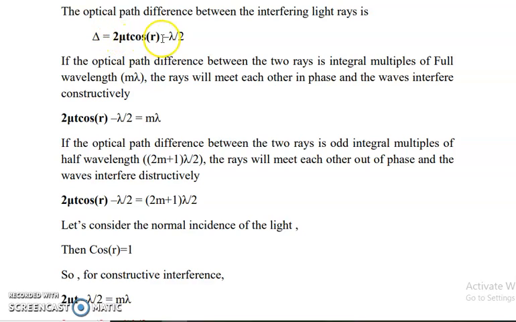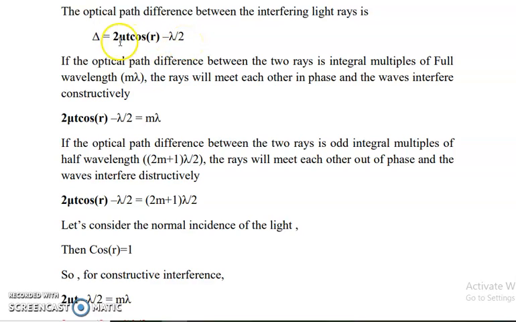We have the optical path difference between two interfering light rays, delta, is equal to 2 mu t cos r minus lambda by 2, where mu is the refractive index of the air film, t is the thickness of the air film, r is the angle made by the incident ray with respect to the normal at the point of incidence, and lambda is the wavelength of the light used.